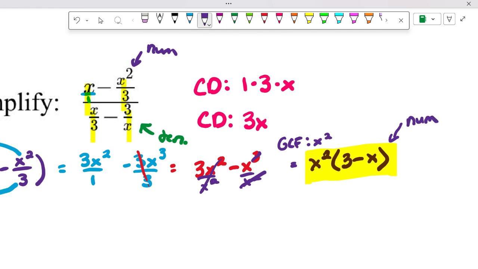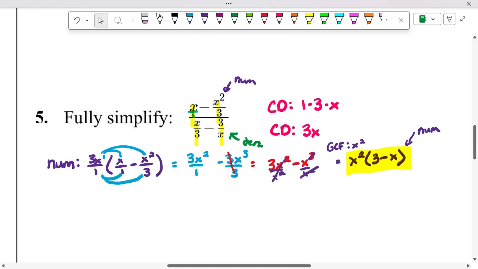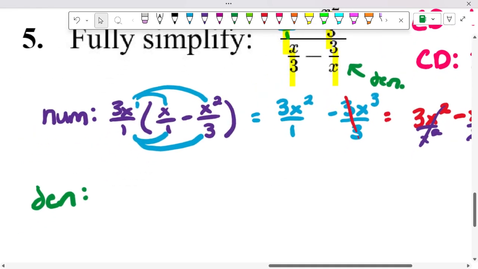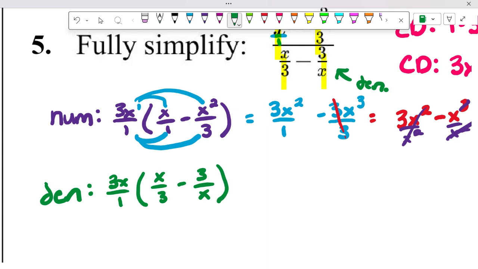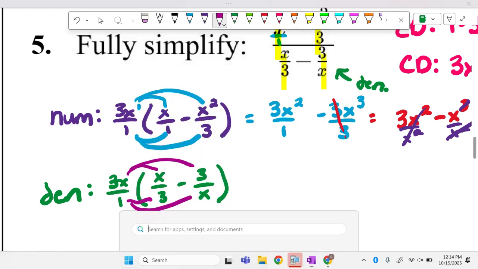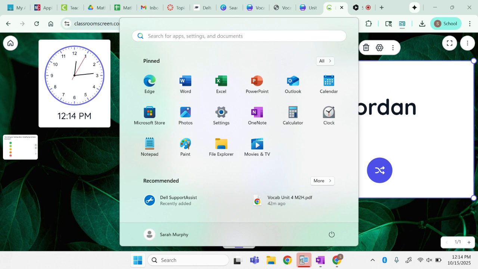Now, we're going to do the same thing with the denominator. So we've done the numerator, now we're dealing with the denominator. So I'm going to set it up the exact same way. So still multiplying by 3x over 1, but now we're multiplying it to x over 3 minus 3 over x. So we start by distributing. So what will we get? Let's go with Jordan.